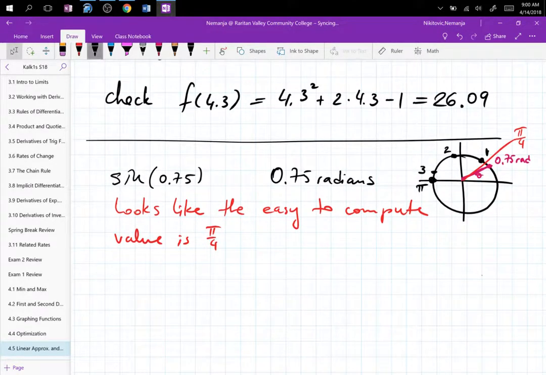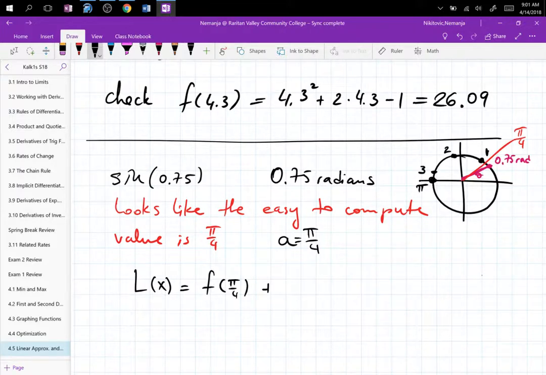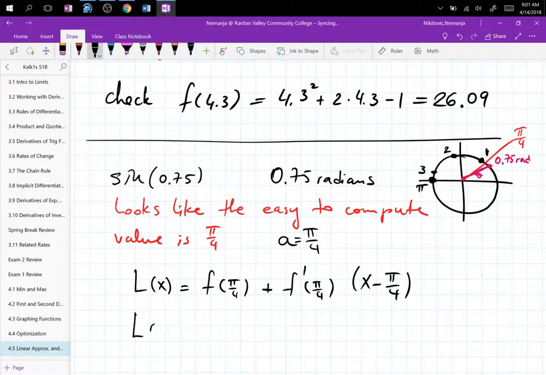So now I have my linearization equation. What is this pi over 4? A is pi over 4. So my linearization function, L of x, is going to be f of pi over 4 plus the derivative at pi over 4 times x minus pi over 4. So this is my linearization equation, and now we just compute the whole thing.